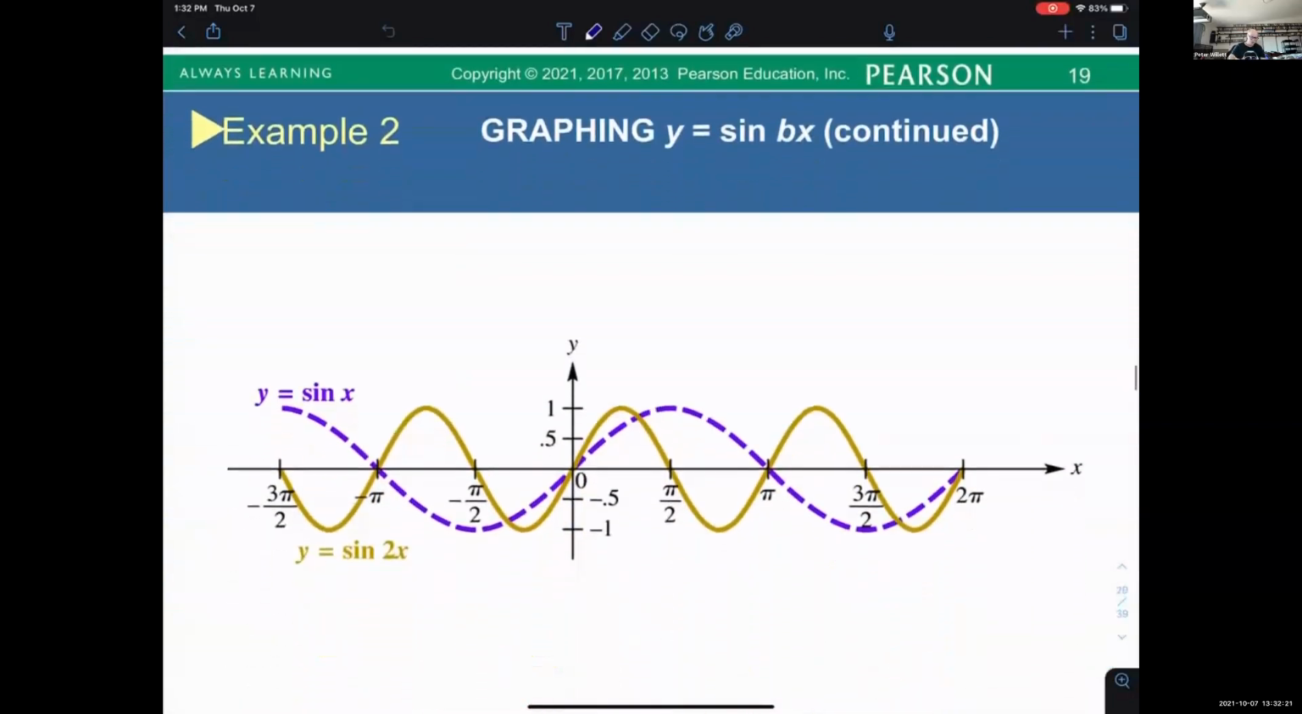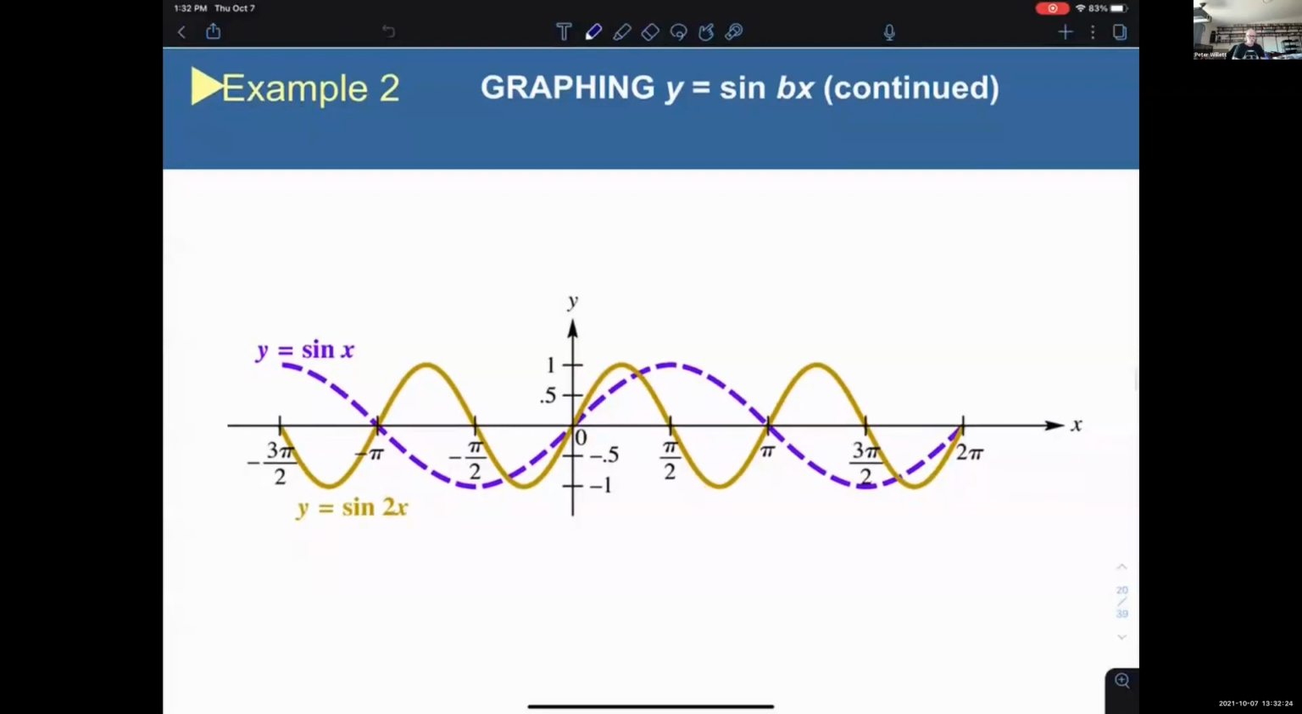They kind of showed that with the table. And here they're comparing the two graphs as I was trying to do on Desmos. So the purple graph is regular y equals sine of x, and you get an up and down bump between 0 and 2 pi, one full cycle. But for sine of 2x, it completes that up and down bump just from 0 to pi.